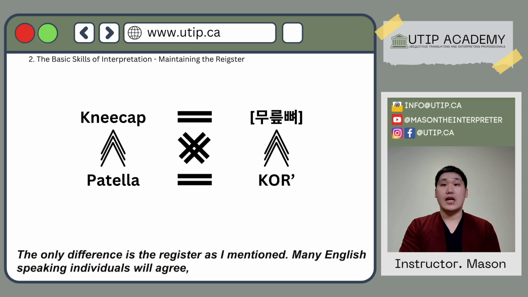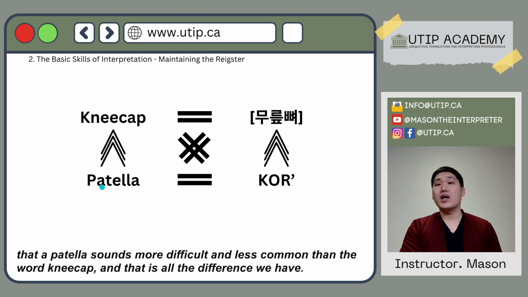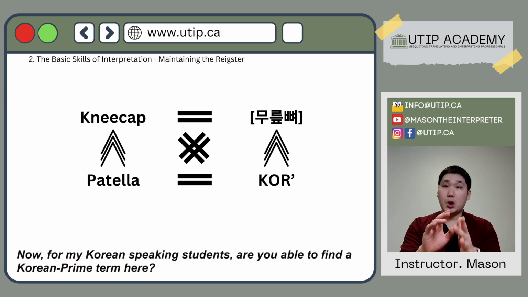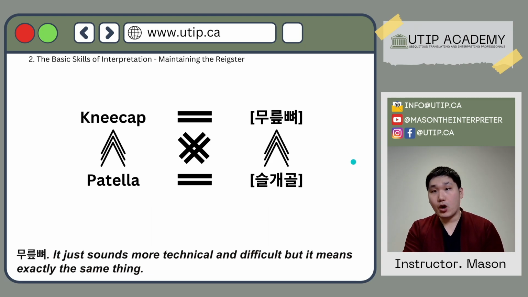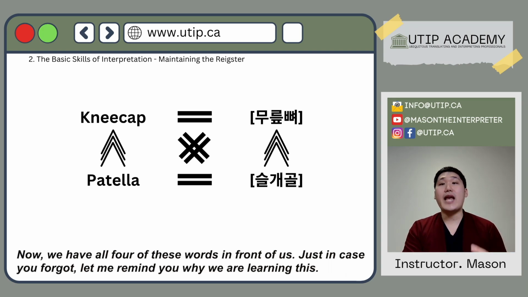The only difference is the register, as I mentioned. Many English-speaking individuals will agree that a patella sounds more difficult and less common than the word kneecap. And that is all the difference we have. Now, for my Korean-speaking students, are you able to find a Korean prime term here? In Korean, we have another term called 슬개골, which is, once again, just a higher registered term of the original term, 무릎뼈. It just sounds more technical and difficult, but it means exactly the same thing. Now, we have all four of these words in front of us.